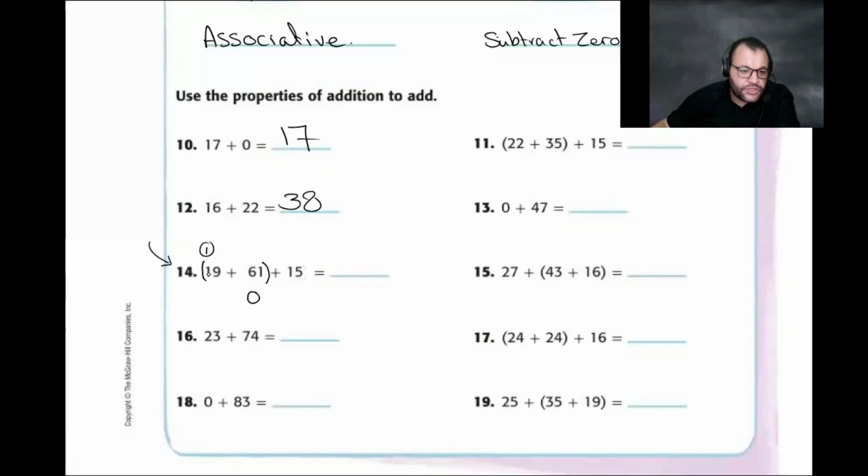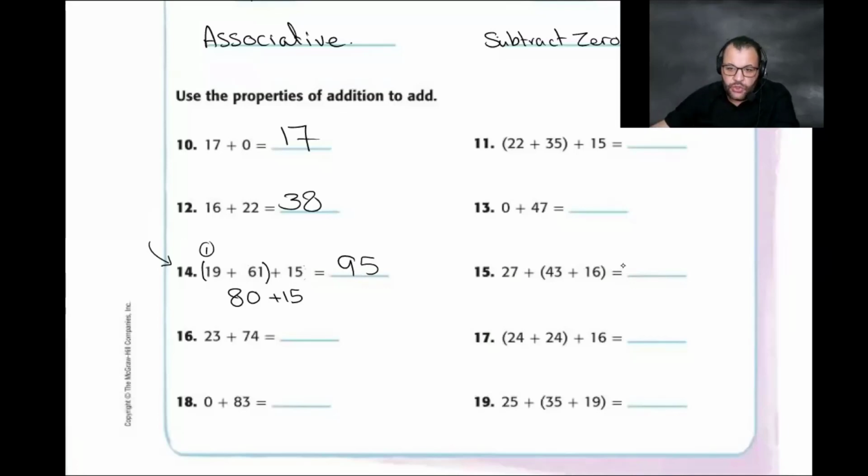1 and 1 equals 2, plus 6 equals 8. So now the answer will be 80 plus 15. I think 80 plus 15 is easy to add. 95. We use the properties of addition to make the answers easy.